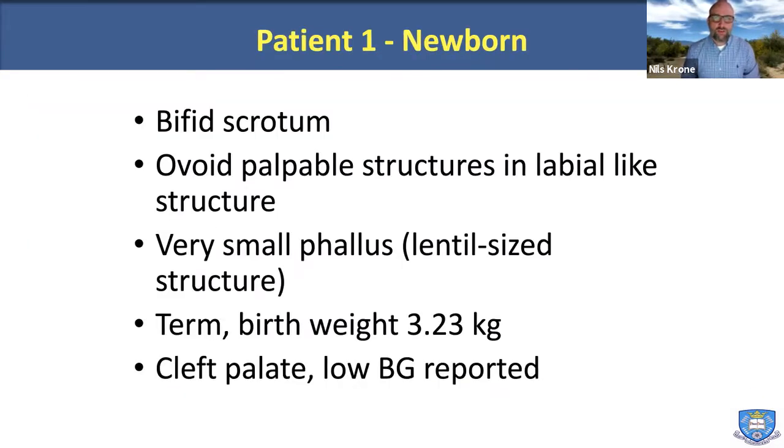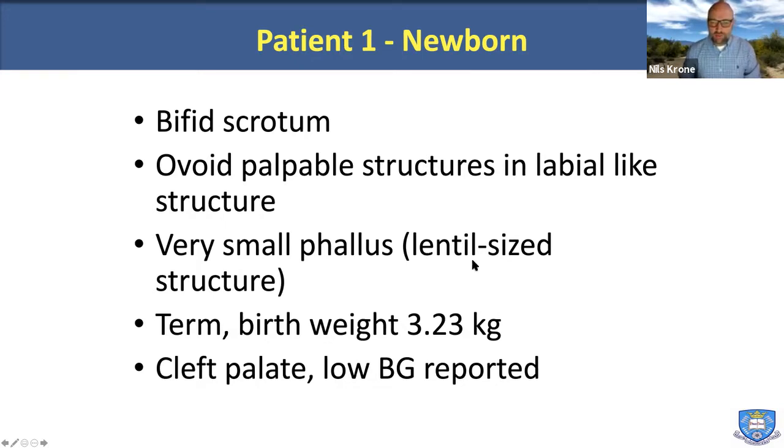So let's start with an example of a patient to exemplify a few things. This is a newborn. This baby was born with a bifid scrotum, an ovate palpable structure in the labia or labia-like structures, and these are usually not ovaries, because ovaries don't drop out of the tummy, or only very rarely. So this is a hint that these might be testes or testis-like structures, with a very small phallus.